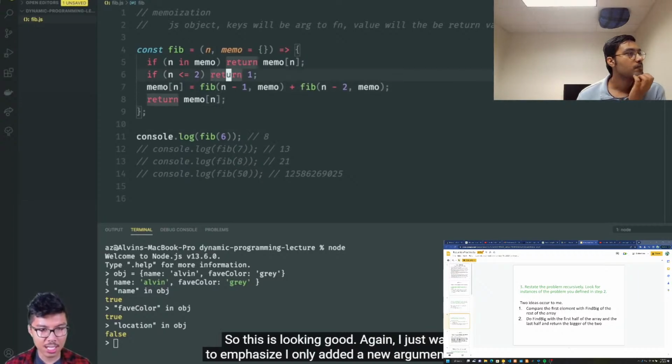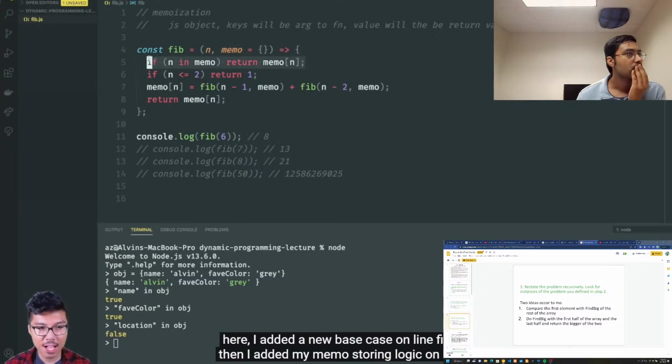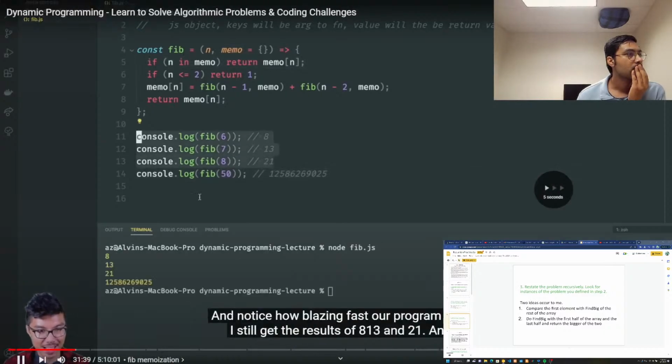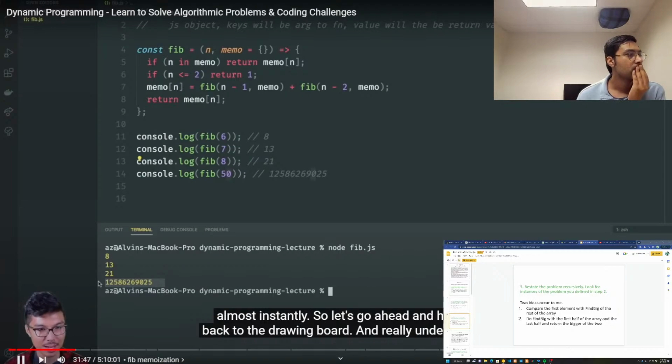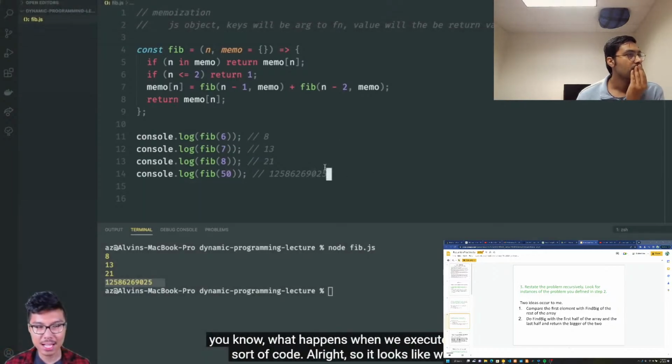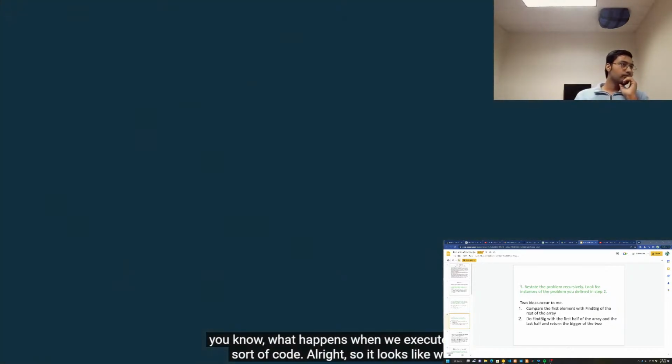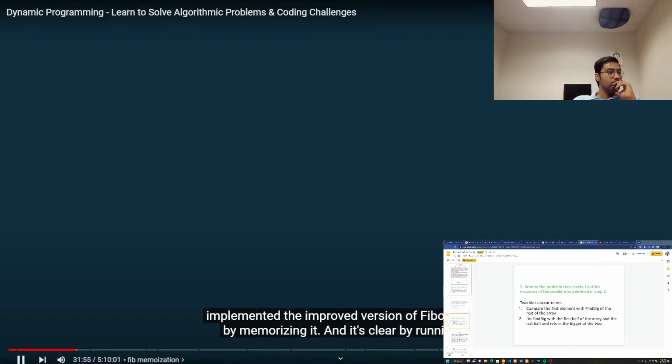So this code is looking good. Again, I just want to emphasize, I only added a new argument over here. I added a new base case on line 5. Let's go ahead and run it. And then we'll head back to the drawing board and really understand what happens when we execute this sort of code. All right, so it looks like we implemented the improved version of Fibonacci by memoizing it, and it definitely had an impact on the time complexity.